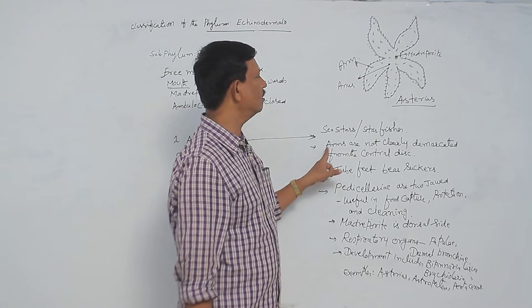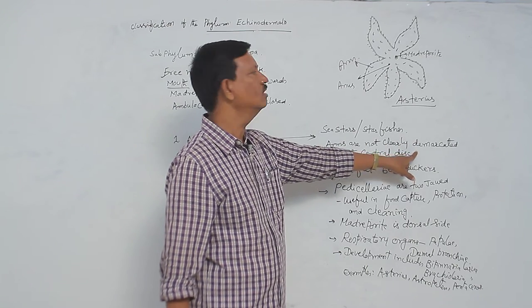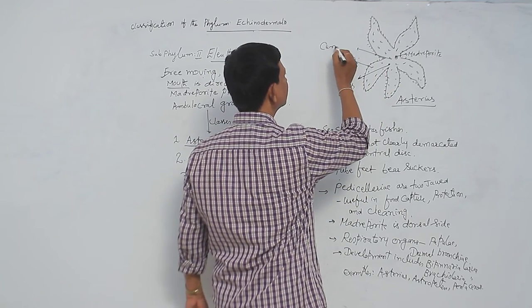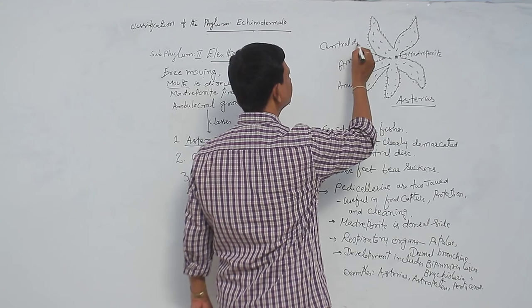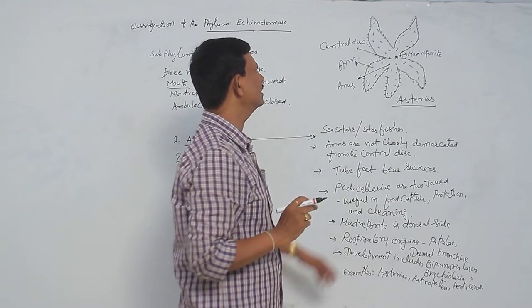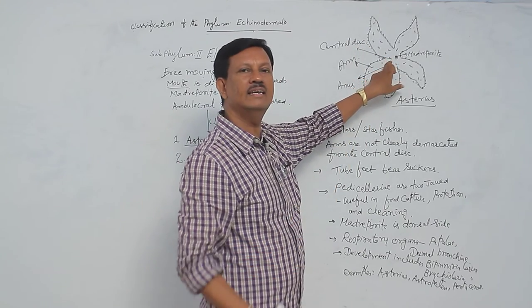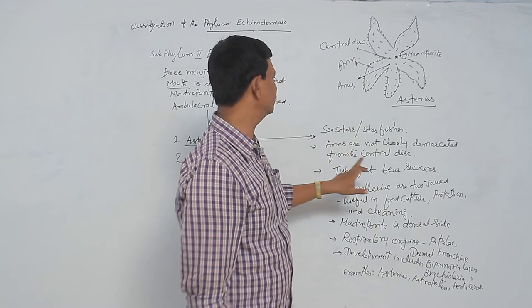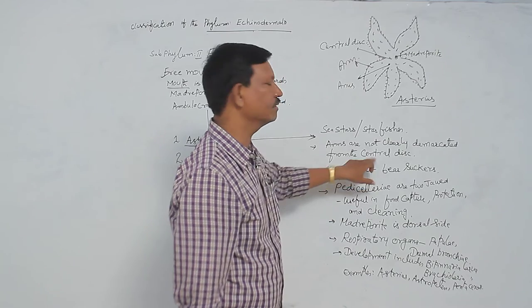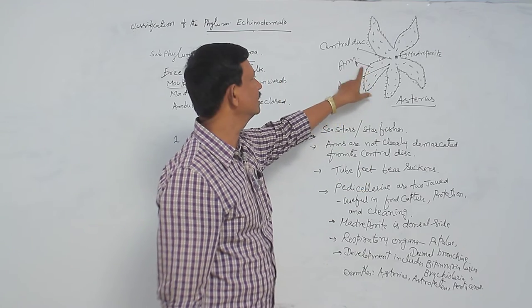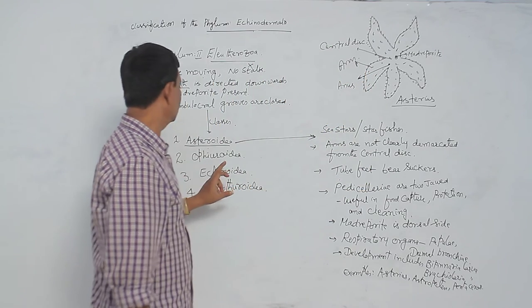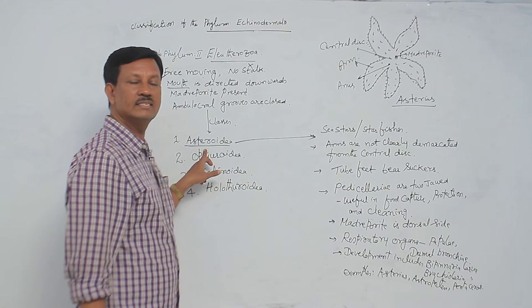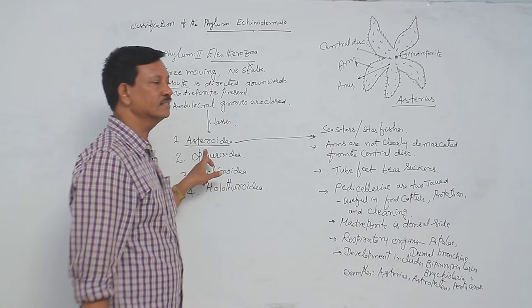And arms are not clearly demarcated. For example, this is the central disc. From the central disc, the arms are not clearly demarcated. That's why arms are not clearly demarcated from the central disc. That is also an important character. In Ophiuroidea, it is clearly demarcated. That is the difference between the Ophiuroidea and Asteroidea. Next class, we shall discuss that character also.